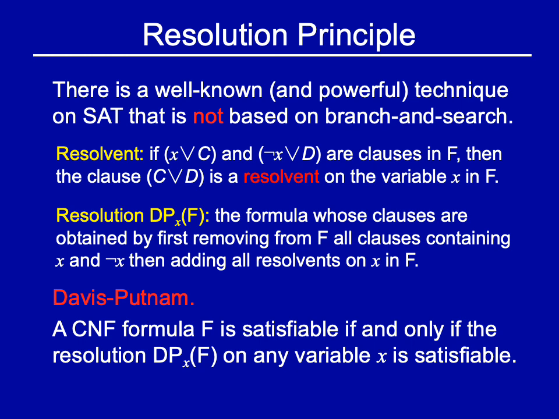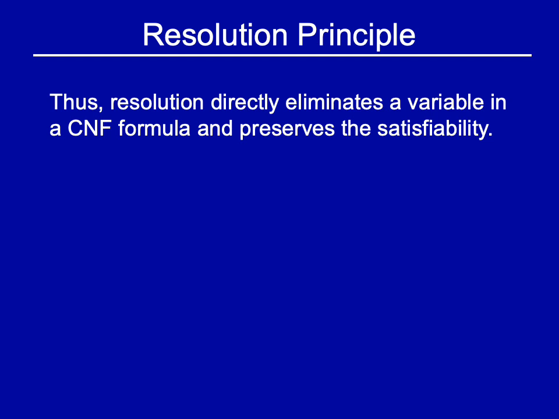There's a famous result by Davis and Putnam. They said that once you have a Boolean CNF formula, you can also consider its resolution on any variable x. Then a formula is satisfiable if and only if its resolution is satisfiable. Therefore, in order to decide if a formula is satisfiable, you can instead work on the resolution of this formula on any variable. But that's good, right?